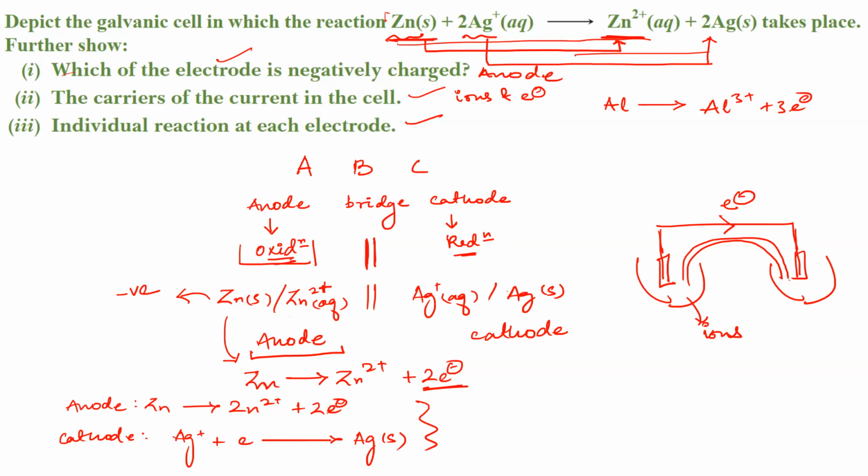Can I move on? Sir, what will be the answer of the second one? The carriers of the current in the cell. Ions and electrons, no? See, I have written ions and electrons. So individual reactions are this, anode and cathode. Can I move on? Yes or no? Yes, sir. Okay.